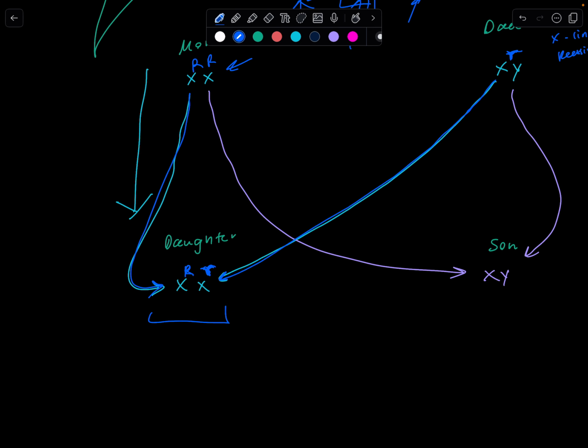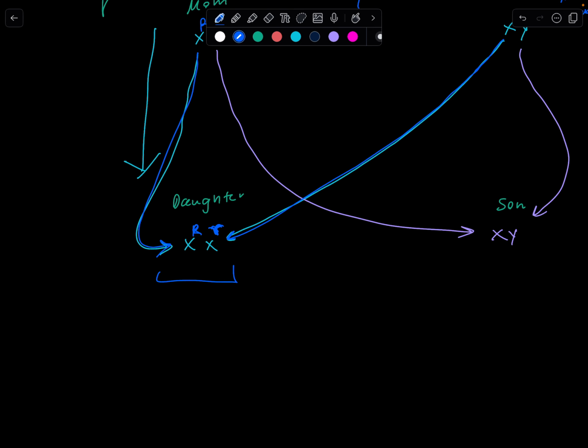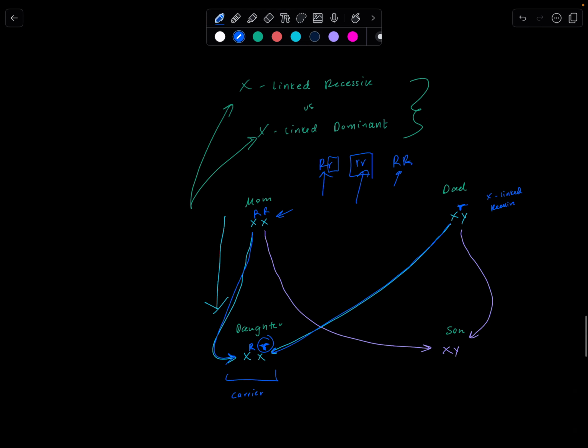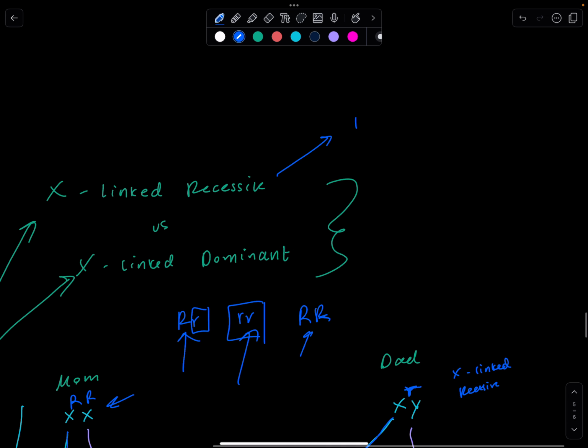So what we see here is that the daughter is not affected with the disease, but the daughter has the lowercase r on one of the X chromosomes. So the daughter is going to be a carrier. So in X-linked recessive, daughters of affected fathers are going to be carriers.